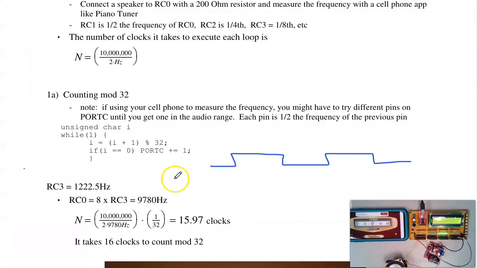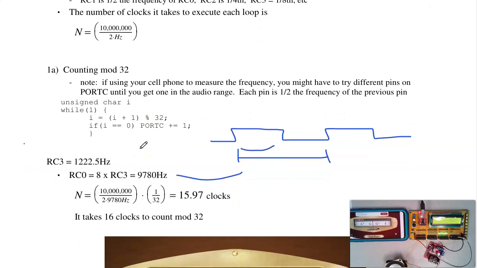Once I have that measurement, 1 over that is the period. Divided by 2 gives you the time between toggles. Divided by 32, that's the time per count. So it's 15.97, or about 16 clocks per count. That's kind of one way to find how many clocks it is experimentally.